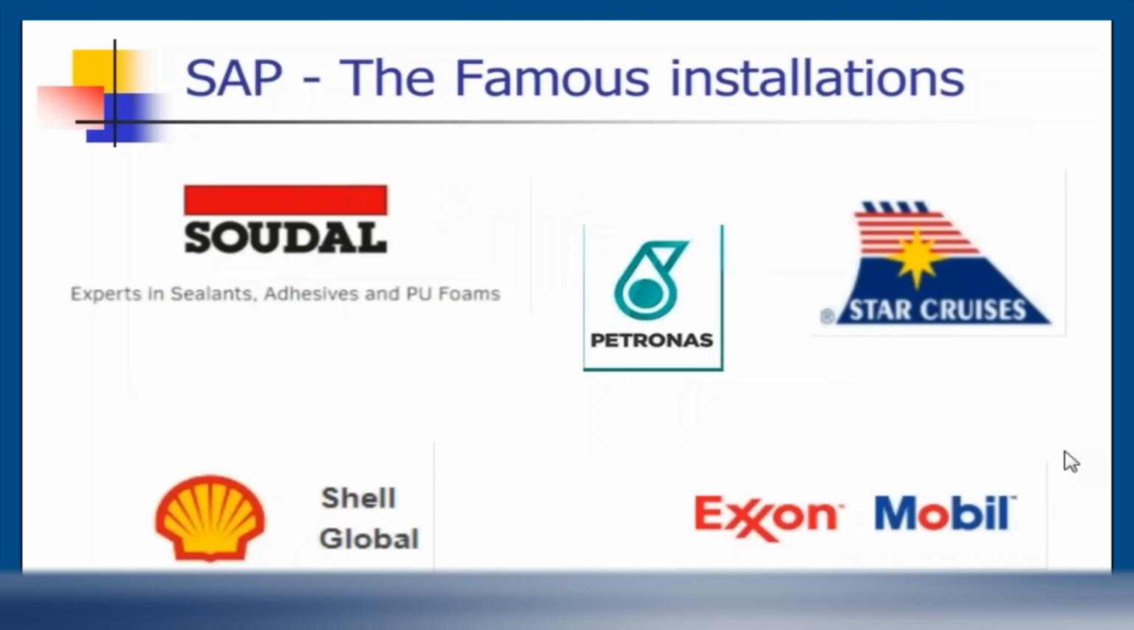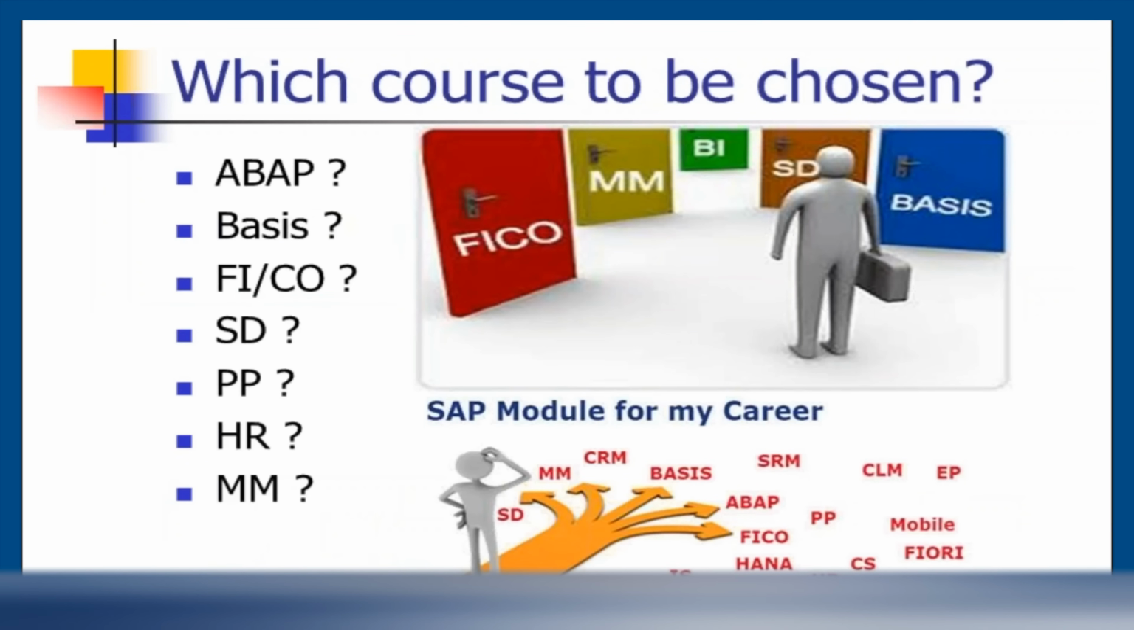And one of the important, this is an adhesive company, Saudal, and Star Cruise, a Singapore-based company, Petronas, and Shell, Exxon, Mobil. These are all petrochemical companies. These are SAP implemented. That's the reason why we should choose our career in SAP.